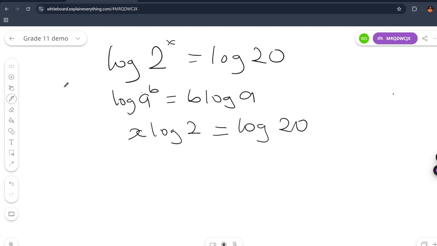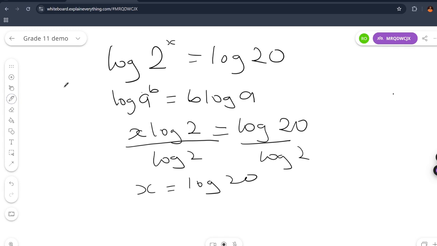Now we divide both sides by log 2. Since we are solving for x, we divide both sides by log 2. So that x will be equal to log 20 over log 2.